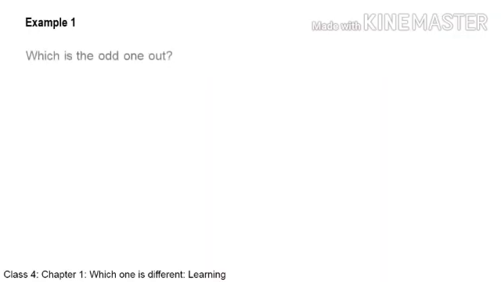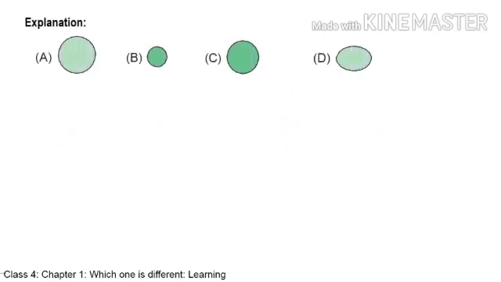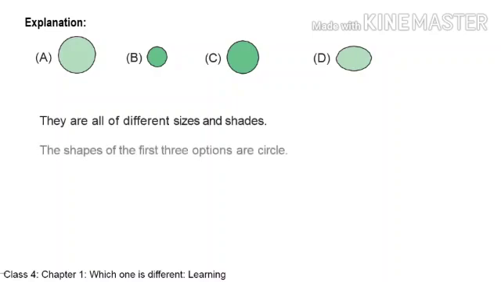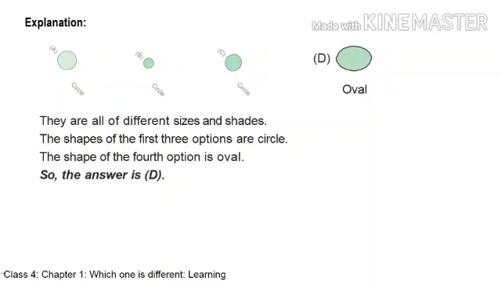In this example, which is the odd one out? Is it option A, B, C, or D? What factor immediately strikes you when you look at the given options? Is there anything else about the shape of each option? So, neither size nor shading can be the link here. Starting from the left, let us look at each one. They are all of different sizes and shades. 3 of the options are circles. So the odd one out must be option D, as it has a different shape. Hence, the correct answer is option D.